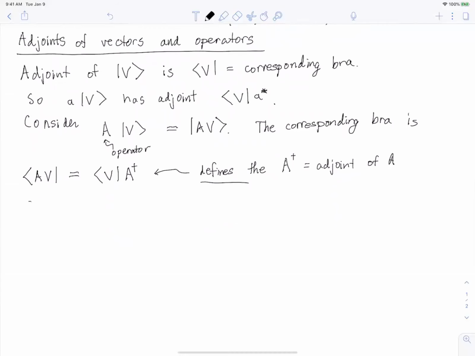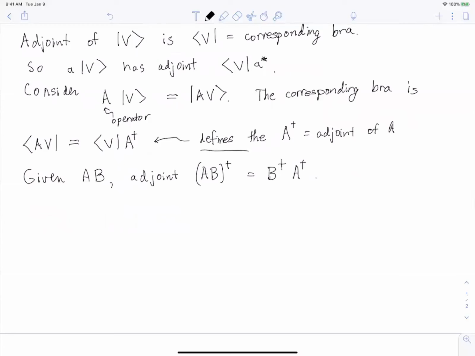So here's something that's nice, is given a product of operators, A with B, that really means act with B first, then act with A. That's the operation. Okay, that has adjoint, which I can write as AB in parentheses dagger, is equal to B dagger, A dagger. In other words, I act with A dagger, then I act with B dagger. So the order is reversed.